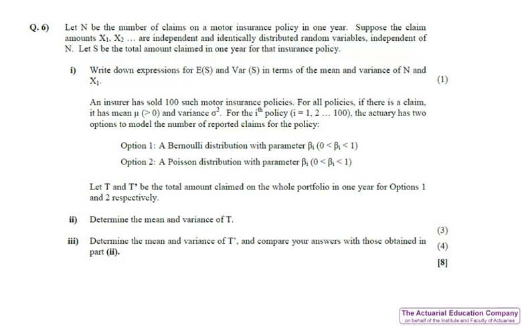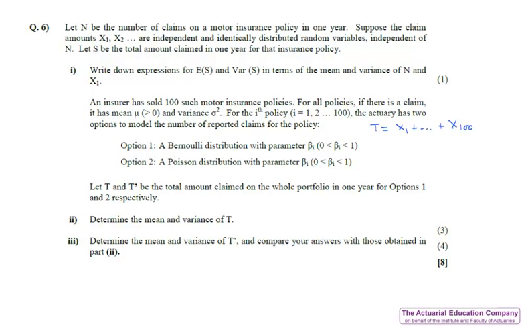And on to question 6, which tests compound distributions from Chapter 7 of the notes, and actually tests something called the individual risk model from CT6. Part 1 of the question asks you to write down expressions for E of S and the variance of S for a compound distribution. Given that this can be found in the tables, this would have been an easy 1 mark. Part 2 requires us to get the mean and variance of T.